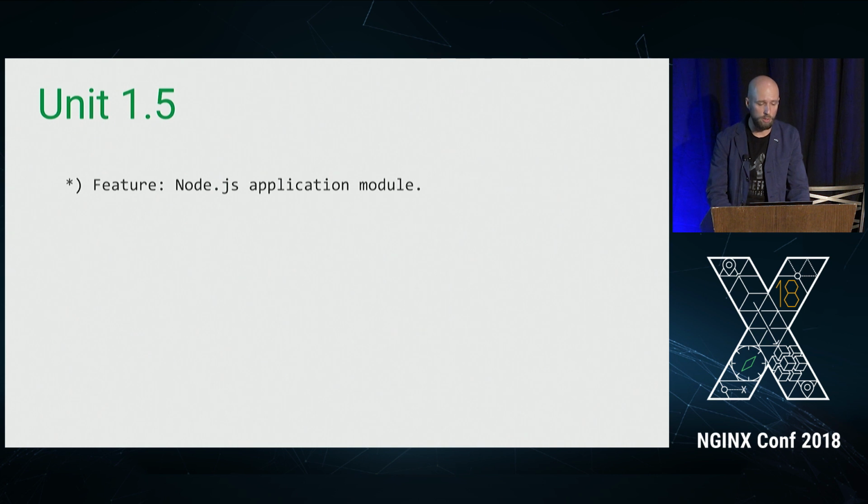So within Unit 1.5, we are planning to release a Node.js application module as a part of the release. Currently, after the release of Unit 1.4, we have Node.js available in the code in the repository. So if you are compiling Unit by yourself, you can have Node.js support right now, but it requires a few extra steps to get all of your packages, all of the Node.js binaries together correctly in the same system.